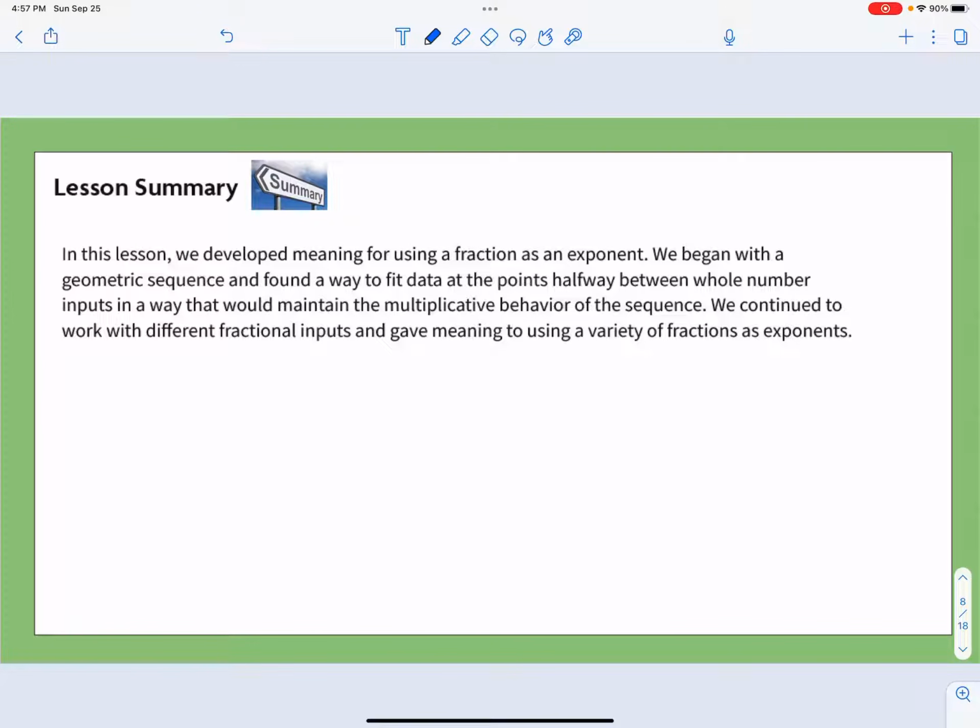As a summary then, in this lesson we developed meaning for using a fraction as an exponent. We began with a geometric sequence and found a way to fit data at the points halfway between whole number inputs in a way that would maintain the multiplicative behavior of the sequence. We continued to work with different fractional inputs and gave meaning to using a variety of fractions as exponents.